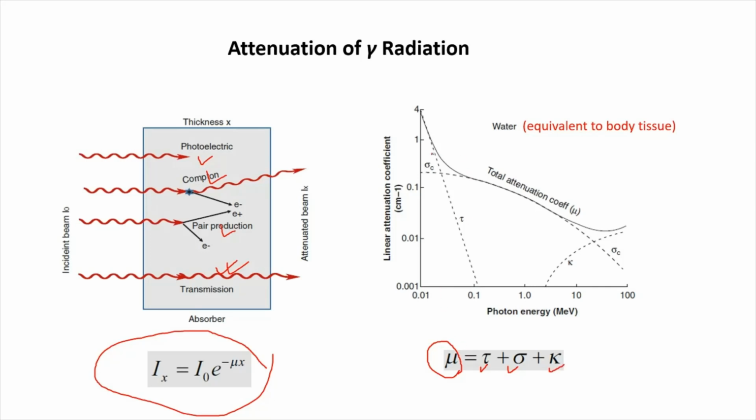And as a whole, this linear attenuation coefficient looks like this one, and this graph is because of the three individual coefficients. This one is the photoelectric one, this one is for Compton, and this one for pair production, and the combination of these three is this one. So that's the total attenuation coefficient, and this total attenuation coefficient is because of tau, sigma, and kappa. That is the photoelectric coefficient, the Compton coefficient, and the pair production coefficient.